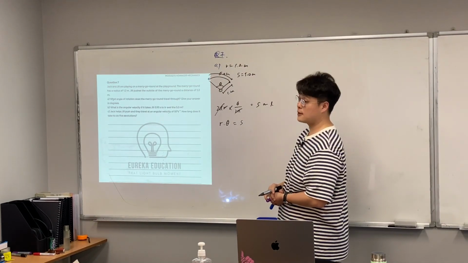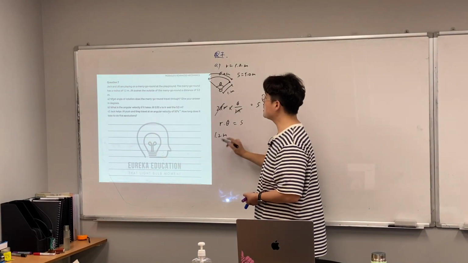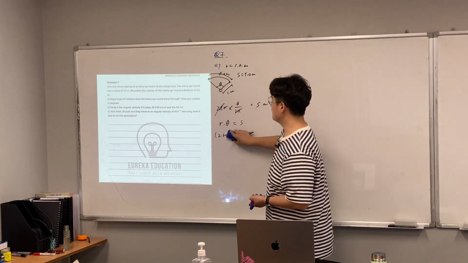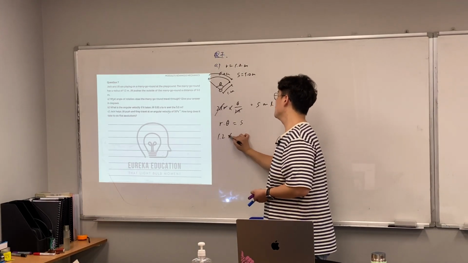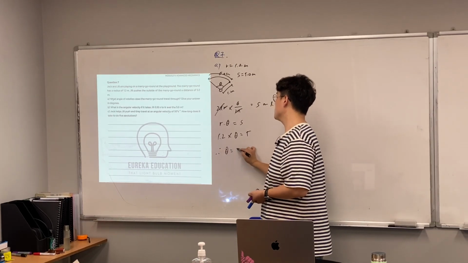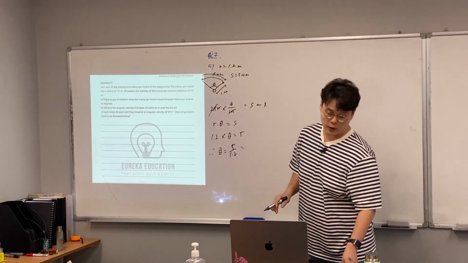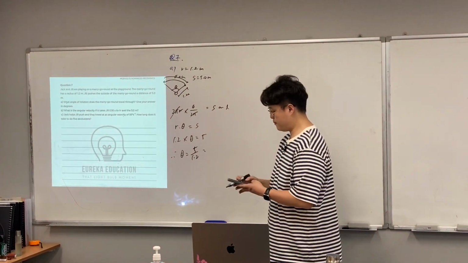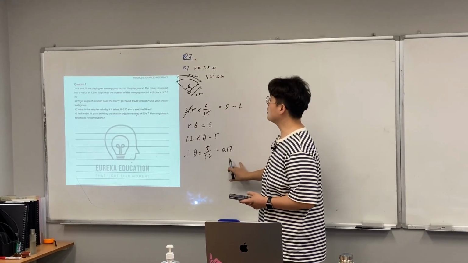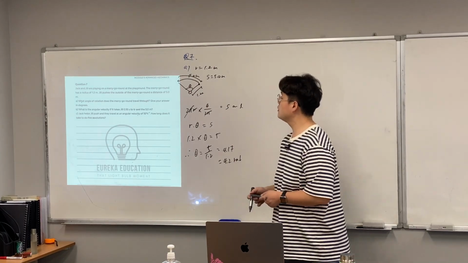Does it make sense? Yeah. Okay. With r, we're given 1.2 meters, times that theta, so I just substitute the value. 1.2 times theta equals 5. Therefore, theta is 5 divided by 1.2, in radians by the way. You get 4.17, or given two sig figs, 4.2 radians. Yeah, that's fine.